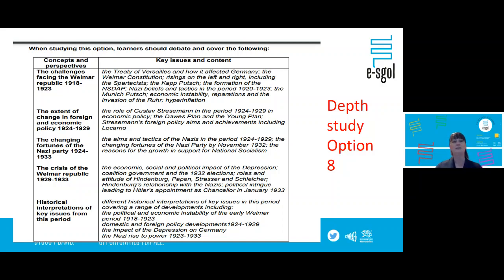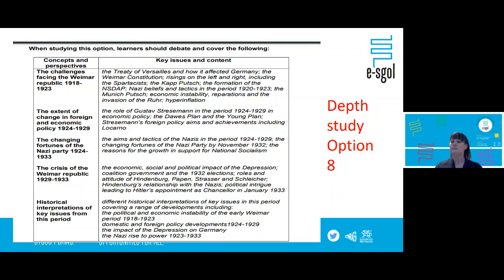So as you can see there, you've got the challenges facing the Weimar, the extent of change in foreign and economic policy, the changing fortunes of the Nazi Party, the crisis of the Weimar Republic, and then the historical interpretations at the bottom. That is for your question 2. So everything above needs to be known inside and out for your question 1, and also the detail for question 2 as well. So there shouldn't be anything in these specifications that you don't know by the end of the course. If there is something on there that you don't know, then obviously there's a need to go back over and do a bit more revision.